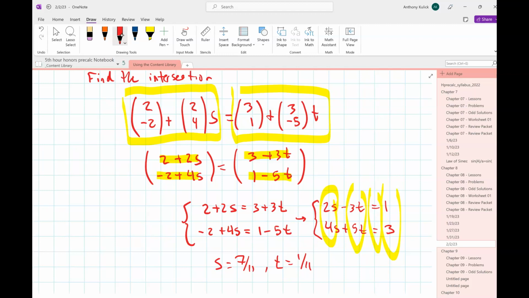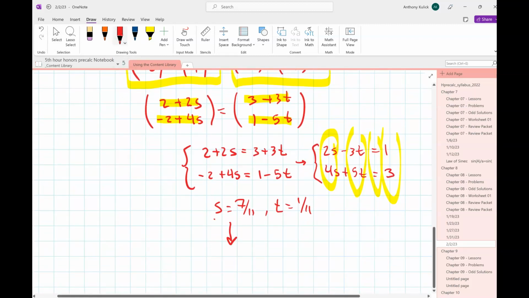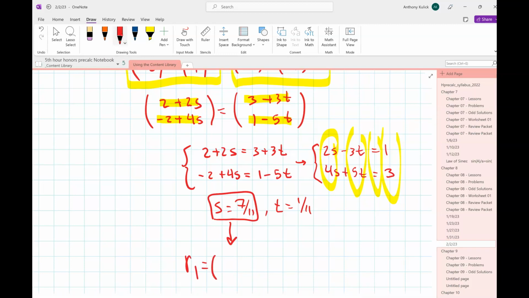Okay. Are we done, though? No, right? So the S and T is not the X and Y coordinate of the point we're looking for. What it is, it's the parameter for the equation R1 and the equation R2 that'll give me the point of intersection. So what I'm going to do now is take S, which was the parameter for R1, and plug that in.